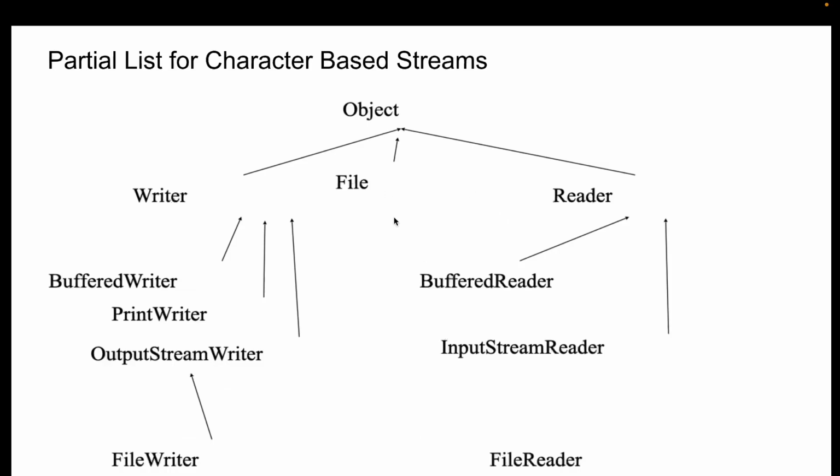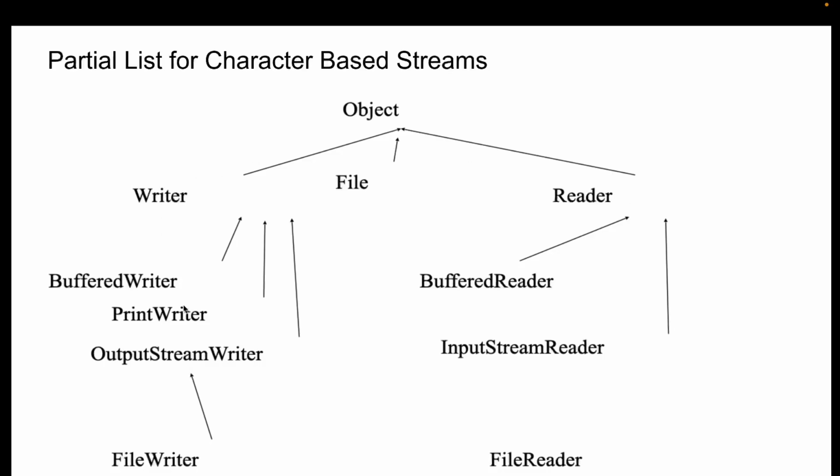Let's go through another slide. This is about character based streams. If you want to perform file related operations, you can go through these character based streams. These are also under this Object class. So Object class is again the highest hierarchy, and we have writer and reader classes. Writer classes will help you to write to some particular destination, and reader classes will help you to read from some particular source.